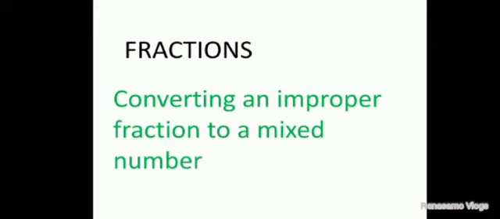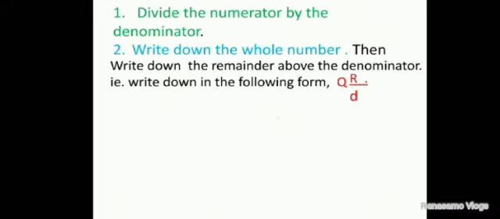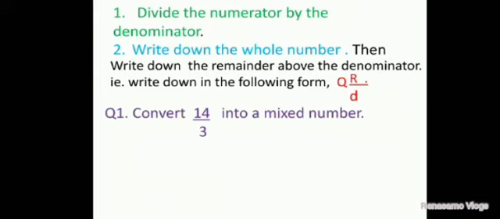Today's topic is about the conversion of an improper fraction to a mixed number. To convert an improper fraction to a mixed number, follow these steps. Step 1. Divide the numerator by the denominator. Second step, write down the whole number, then write down the remainder above the denominator. That is, write down in the following form: Q R by D.